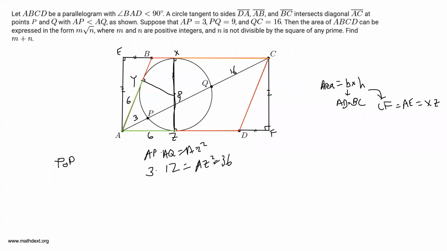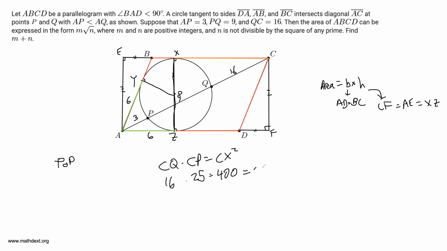You can also find CX by using power of a point, because power of a point gives CQ times CP is equal to CX squared. CQ is 16. CP is 16 plus 9, which is 25. So this is 400, which is CX squared. So CX is equal to 20. And that's cool, but that doesn't seem to be helping us get any closer to finding the area of this parallelogram, because we needed to find this whole base and this whole height.